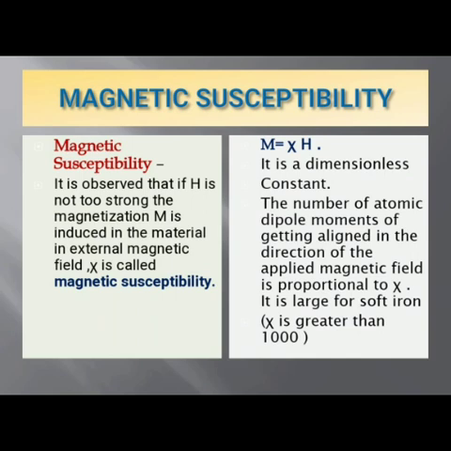The number of the atomic dipole moments getting aligned in the direction of the applied magnetic field is directly proportional to the magnetic susceptibility. Therefore, it is large for soft iron, where we could relate it as greater than 1000.